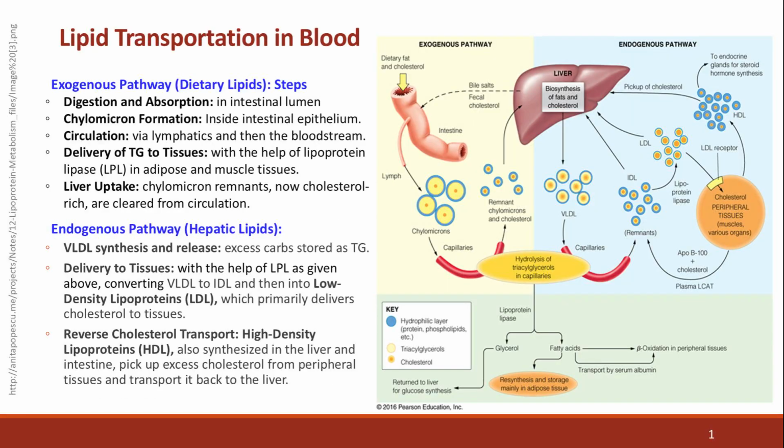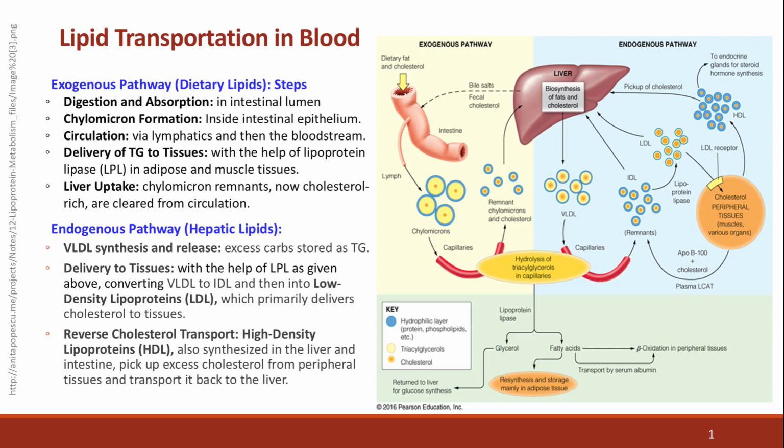The lipids are transported in the blood via the following two parallel running pathways, using different types of lipoproteins, classified by their density and composition, as follows. First is the exogenous or intestinal pathway for dietary lipids, which comprises 4 steps: 1. Digestion and absorption of dietary lipids, 2. Chylomicron formation in circulation, 3. Tissue delivery of triglycerides, and 4. Liver uptake of chylomicron remnants.